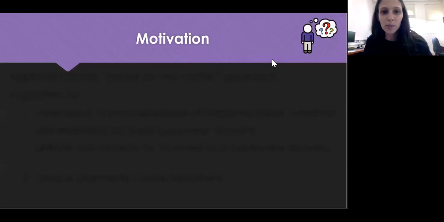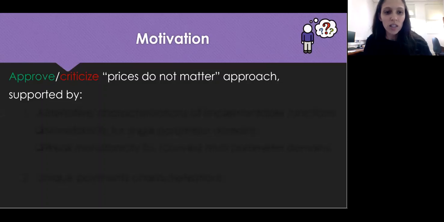So let's talk a little bit about the motivation for the question. We are interested in the question because it is often the case that we investigate the power of efficiently implementable functions and pay less attention to their payments, where this approach is motivated by two kinds of results.